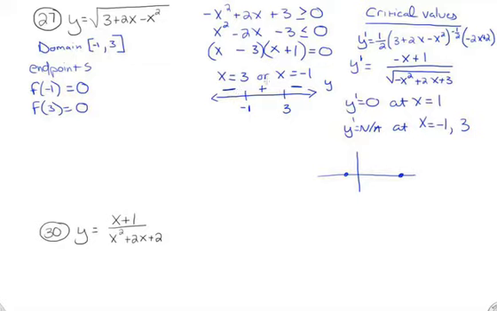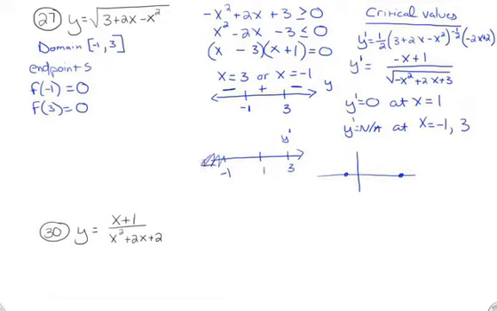I'm sorry, these are not my slopes. I haven't looked at slopes yet. These are my original, that's my original function. Let's look at a sign chart. So let's do a sign chart of my derivative, and I'm going to put all my relevant points. So -1, 1, and 3.